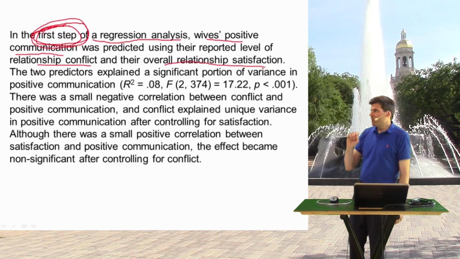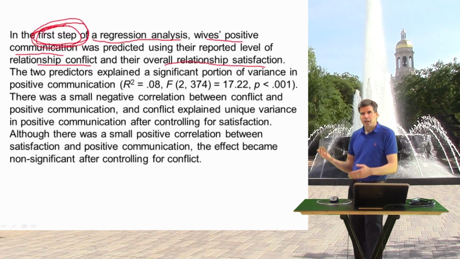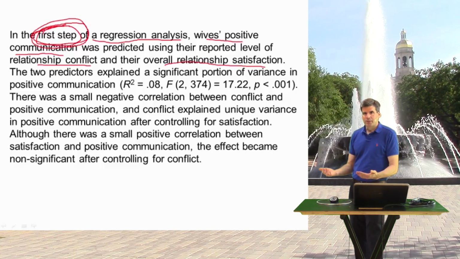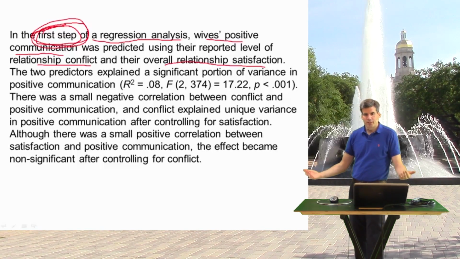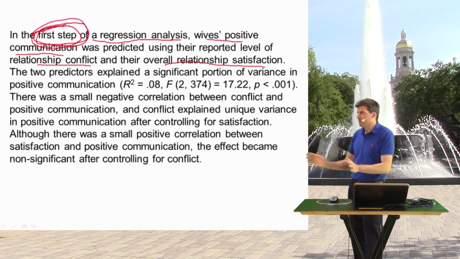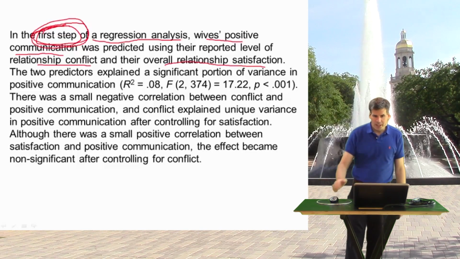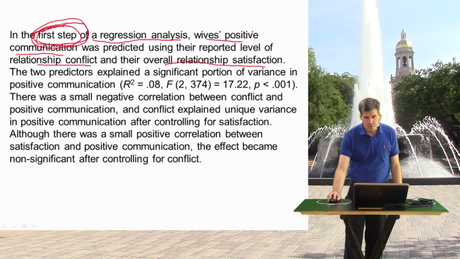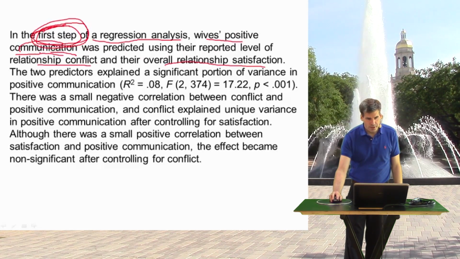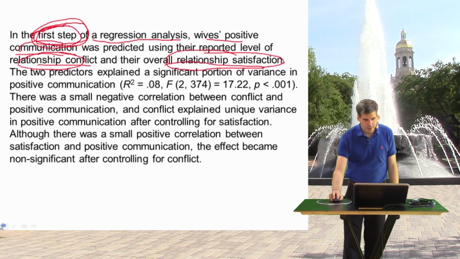Another thing to make sure you do here is only talk about the variables that were entered at the first step. In this analysis, we used 5 variables altogether, but don't talk about the partner emotion variables, because that's a later step. We're not doing those here. So only talk about the variables you put in at step 1. Step 1 was only Y's positive communication predicted using their relationship conflict and relationship satisfaction. Those were the only 2 variables entered at step 1. Make sure you only talk about those 2 variables.